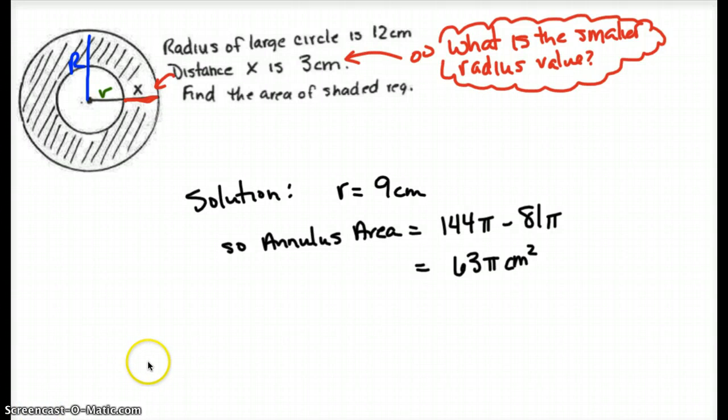So here's the solution. Did you get it correct? You should have figured out that the radius of the smaller circle is 9 centimeters. You get that because the big circle is 12, take away the 3, that gives you the 9. So the annulus area is the area of the large circle, which is 144 pi, minus the area of the smaller circle, which is 81 pi. That leaves 63 pi to represent the annulus area.